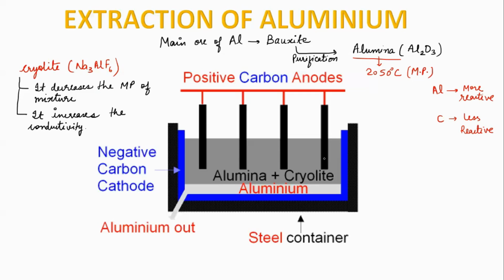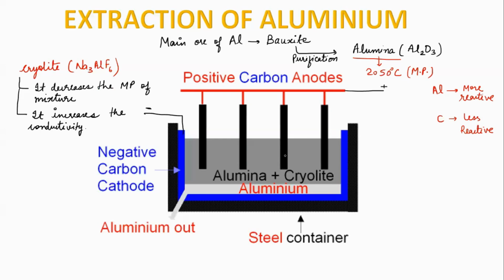Now let's look at the electrolytic cell. These are the positive carbon anodes. We use multiple anodes. We'll tell you the reason why. So these are carbon anodes, basically positively charged. And this is the negative carbon cathode, the blue lining. So anodes as well as cathode are made up of carbon. And the electrolyte is a mixture of alumina and cryolite.